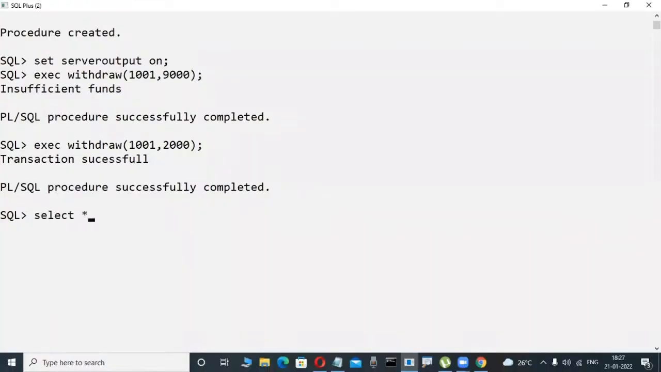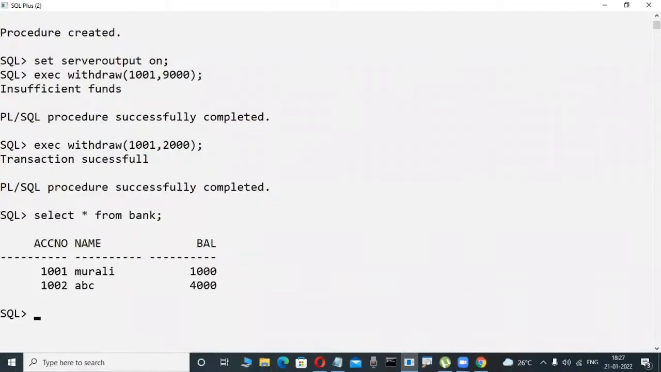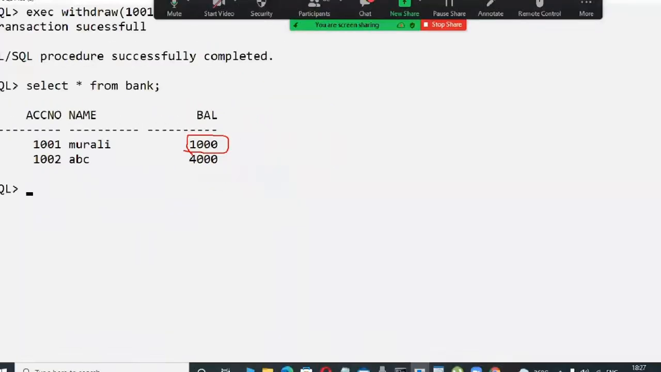In my bank table, I try to observe it. Yes, the bank table is there. Now check it out. In the previous case, 3,000 is there. If I try to withdraw 2,000 rupees, then automatically the remaining balance is 1,000 rupees, or not? How is it possible?